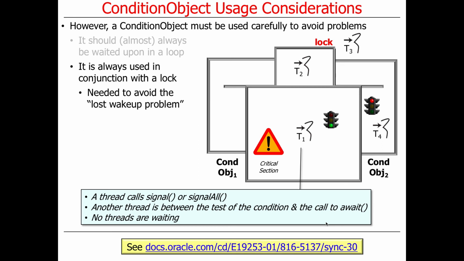Basically, if the following three things happen: a thread calls signal or signal all, another thread is between the test of the condition and the call to await, and the lock isn't held. If the lock is not held and these things happen and no other threads are waiting, then you'll end up with what's called the lost wake-up problem. And that typically ends up with your system sort of grinding to a halt and deadlocking. Or not deadlocking, just stops. And so you need to avoid that. The easiest way to do that is to make sure you always have acquired the lock. So you have to make sure that you lock the lock that's associated with the condition object before you check the condition and before you call to wait. So that's the lost wake-up problem.